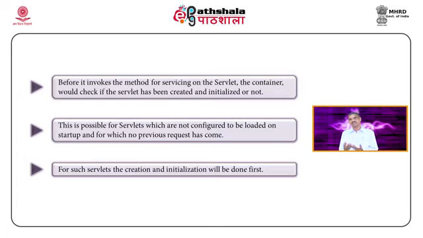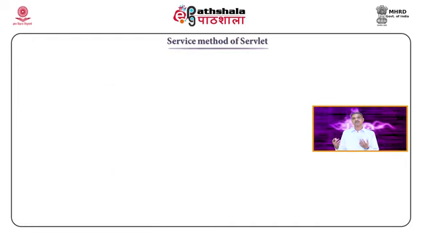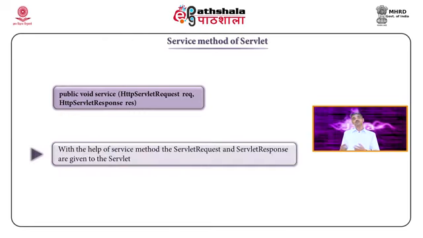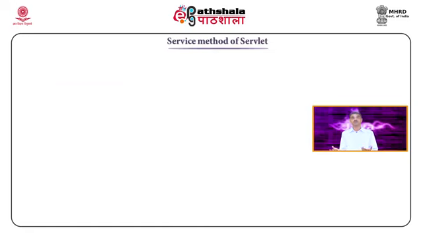And once this is done, yes, it is a service method which is invoked, and in the service method there are two objects: one is the servlet request object and the other is the servlet response object, which has our blank buffer. Both of these objects are given to the servlet with the help of the service method. Now, within the service method, what would you do?